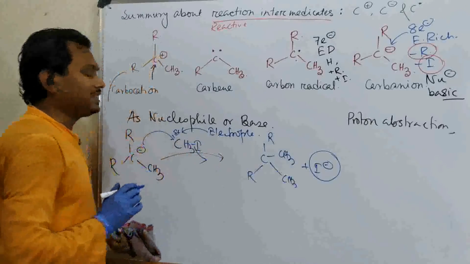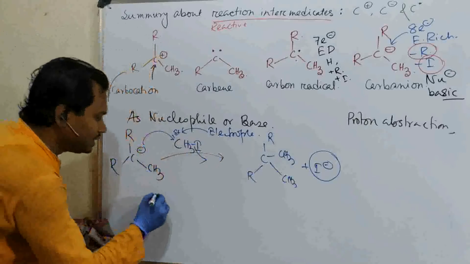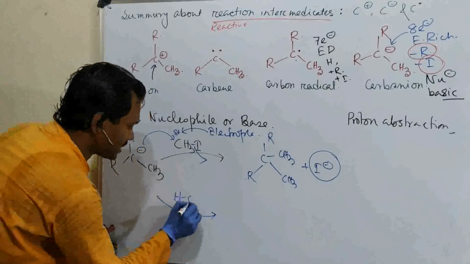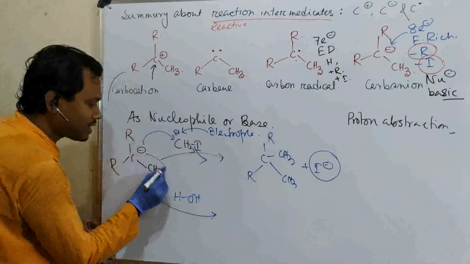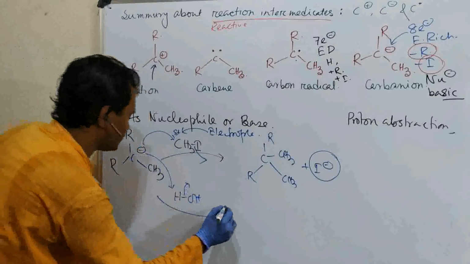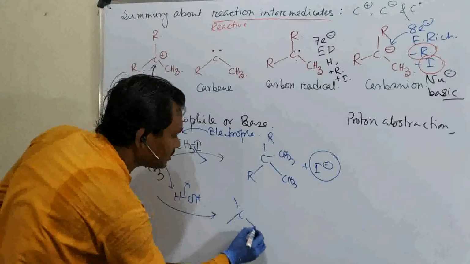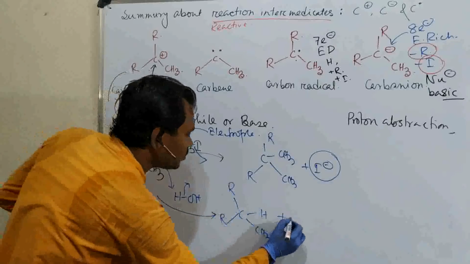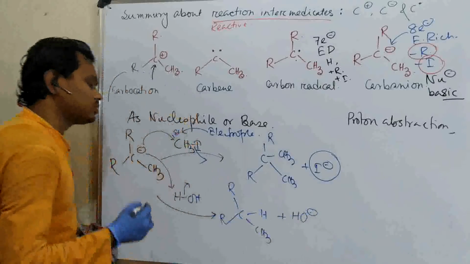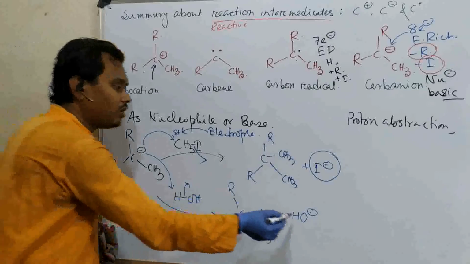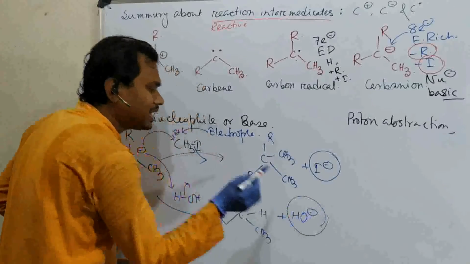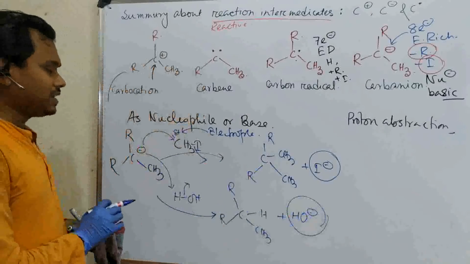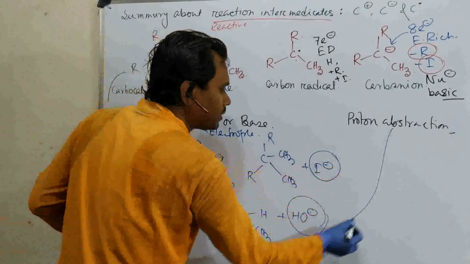Fine. Now another reaction is possible. If you take this and react with moisture, the simplest reaction, what will happen? It will abstract this proton and result in OH formation. So simply it will result in CH plus OH minus. Now see, in this case also the negative charge has gone onto an electronegative atom like oxygen. So that is the driving force for this reaction. So two types of reaction. This is the example of proton abstraction.